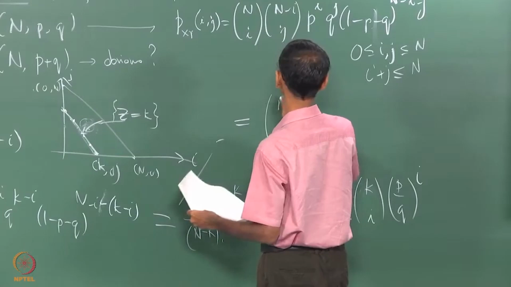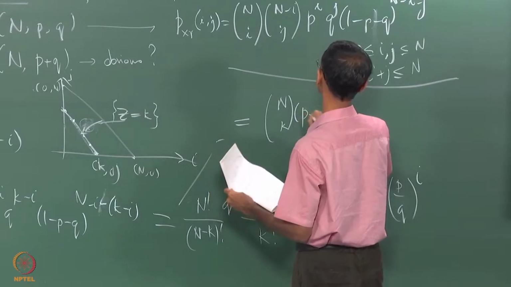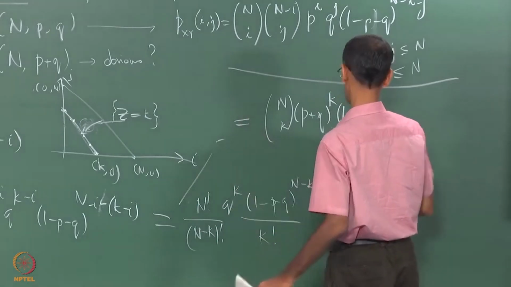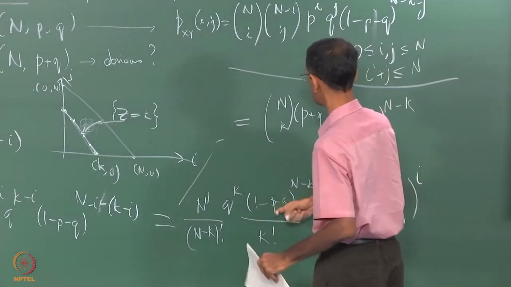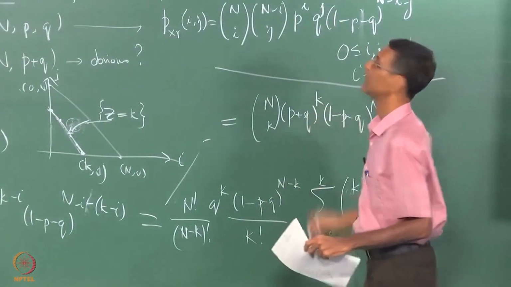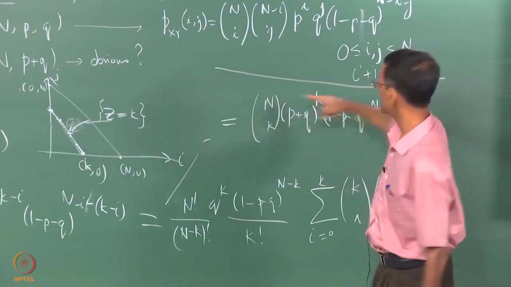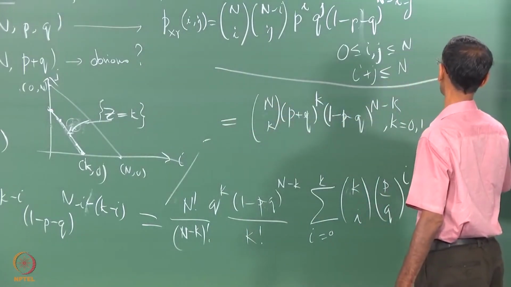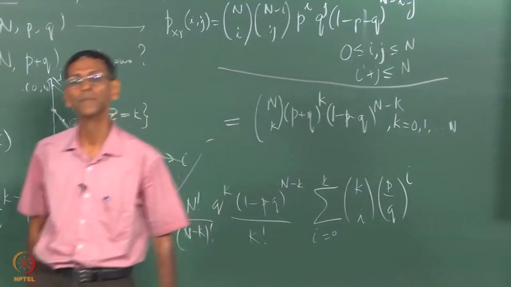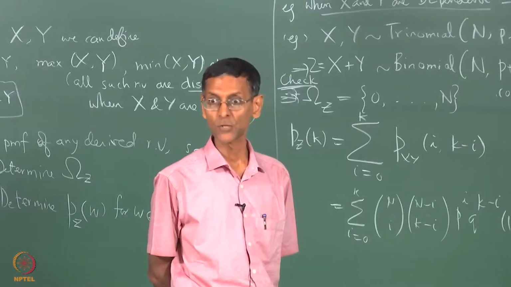This becomes equal to n choose k, p plus q to the power of k, 1 minus p minus q to the power of n minus k. The point is this 1 minus p minus q power n minus k thing has already come here itself, so this just gets repeated here. This is valid for all k. We have not put any condition on k, so this is true for k equal to 0 up to capital N, as you move this line all the way from this point to here. What is that PMF? Binomial with parameters capital N and p plus q.